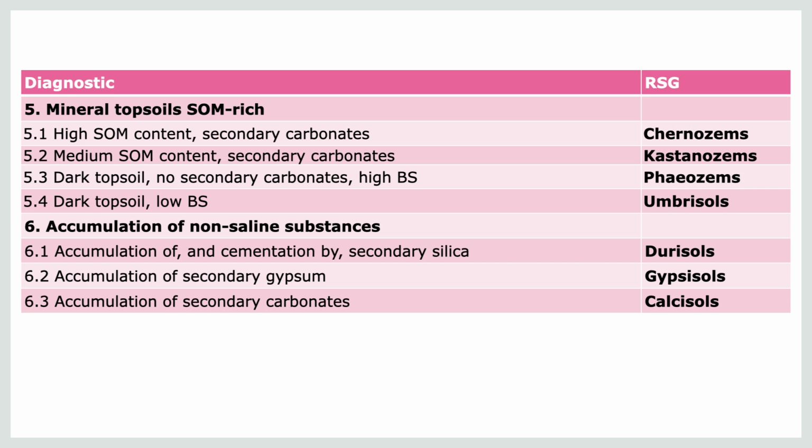We have also a sixth group of soils that express some accumulation of non-saline substances. For example, some soils that present accumulation and or cementation by secondary silica. They are called Durisols. Some soils that express accumulation and or cementation by secondary gypsum. They are called Gypsisols. Soils that express the presence of secondary carbonates, but in this case, low organic carbon content, they are called Calcisols.